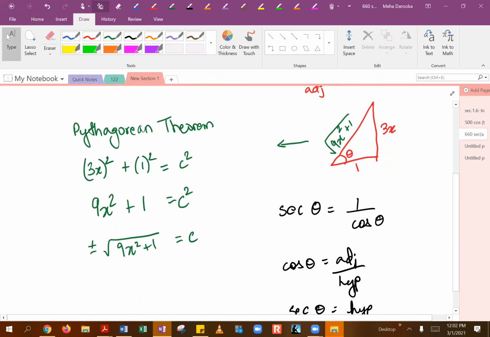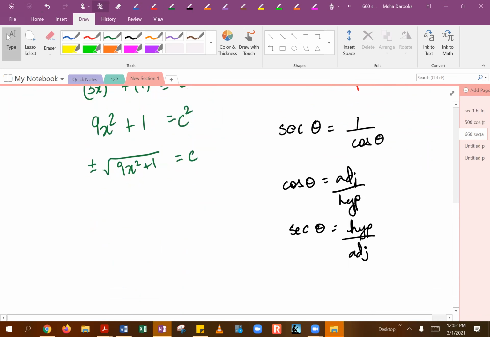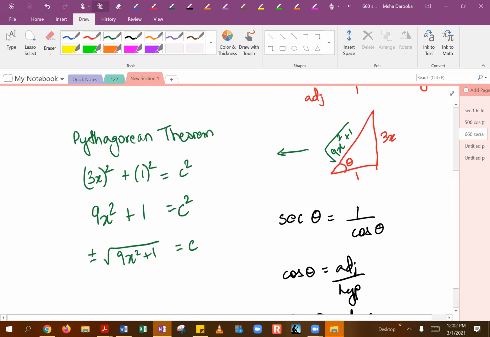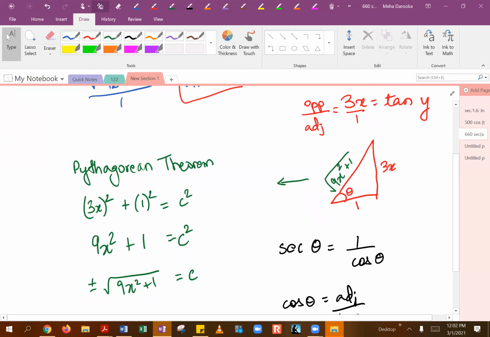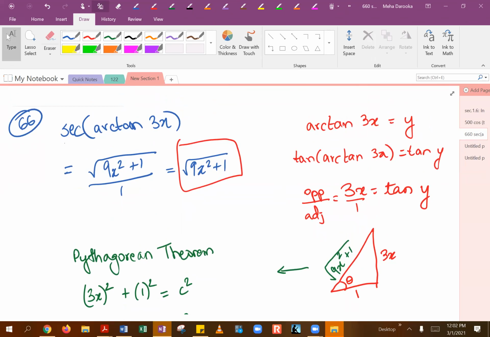Then using your Pythagorean theorem, you were able to calculate the missing side, which was the hypotenuse in this case. Since the secant function is the reciprocal for the cosine function, if cosine is defined as adjacent over hypotenuse, then secant is defined as hypotenuse over adjacent. So that means you're taking the hypotenuse side, dividing it by the adjacent side, which gives us this fraction of square root of 9x squared plus 1, whole thing divided by 1, of course, it just gives you the square root of 9x squared plus 1.